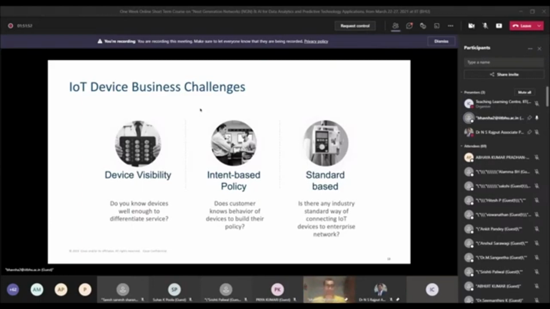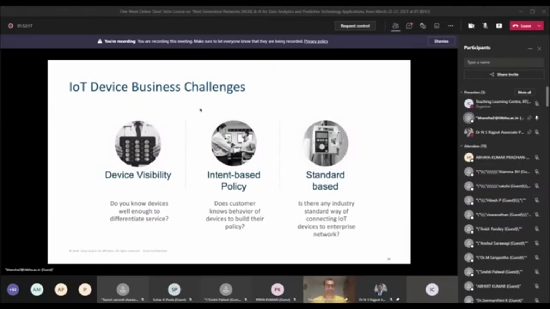So that is one challenge when we say visibility. The other is the intent-based policy. As I mentioned, you want to understand the behavior of the devices, what it is going to do, at what rate it is going to send the data, or maybe what the encryption in that data is, or you want to make sure who should access that data, right?